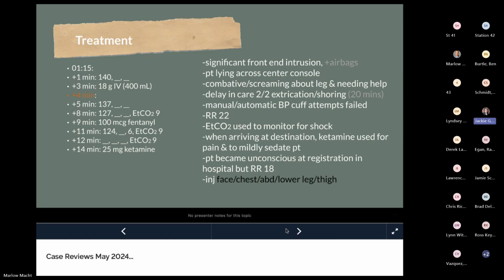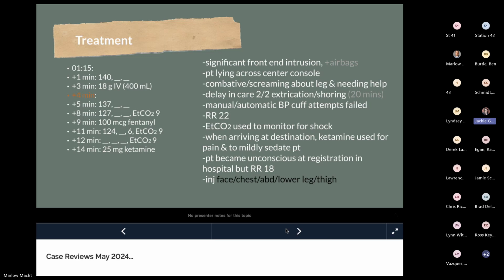It occurred at 1:15 in the morning, and they noted significant front intrusion. They gave us in the pre-hospital handoff that the airbags went off, but it wasn't in the ESO chart, that the patient was lying across the center console and that they required 20 minutes of extrication to get him out and to shore up the vehicle because it was precariously perched. The patient was combative and screaming about his leg and needing help, and then became combative towards EMS, kind of swiping or hitting at them. They documented that they made multiple attempts for a manual or automated blood pressure cuff, but they always failed.